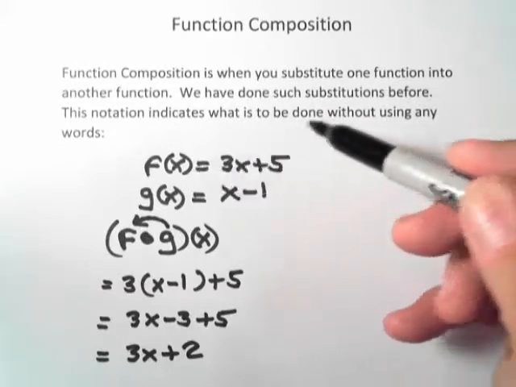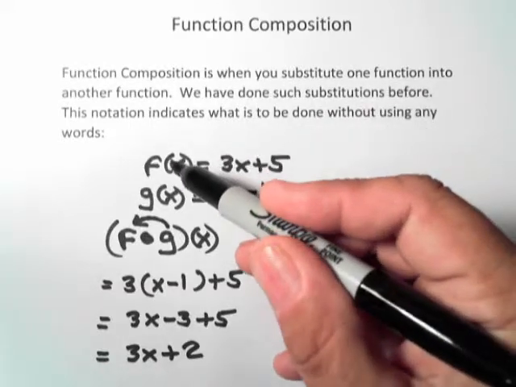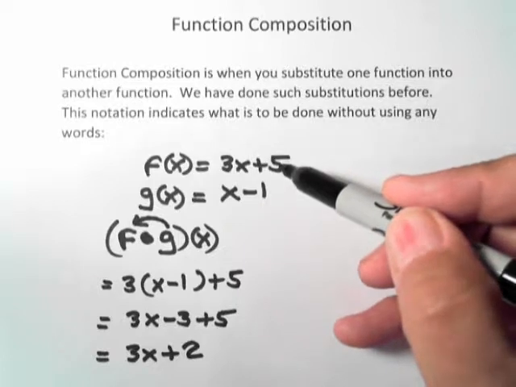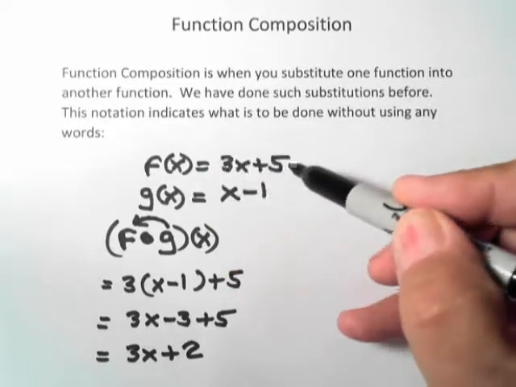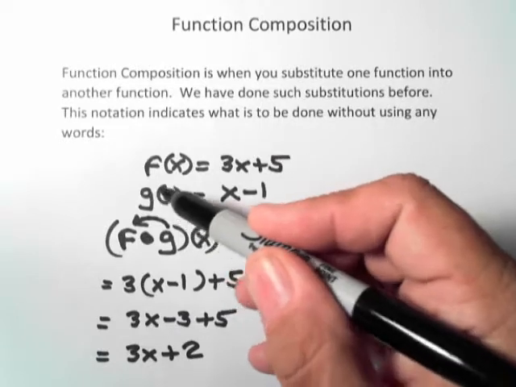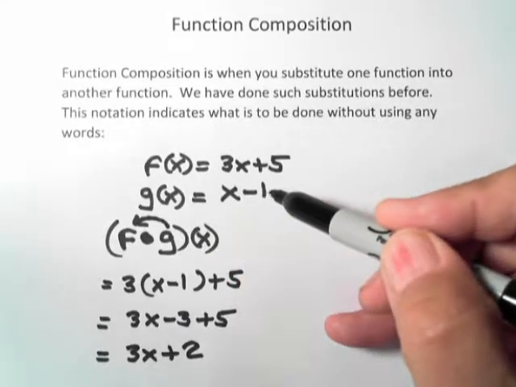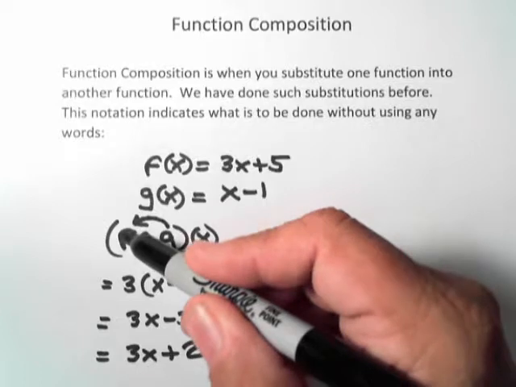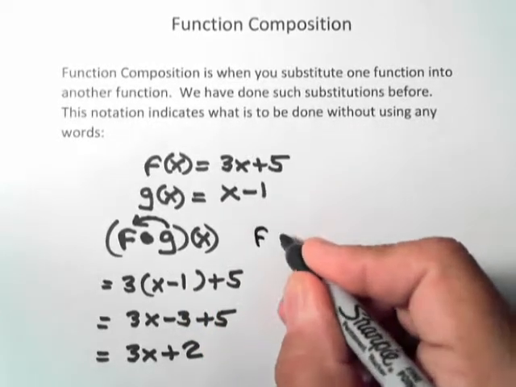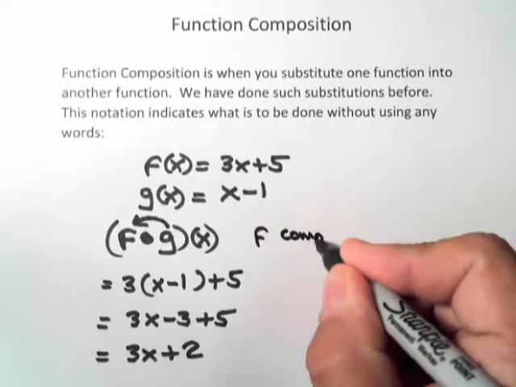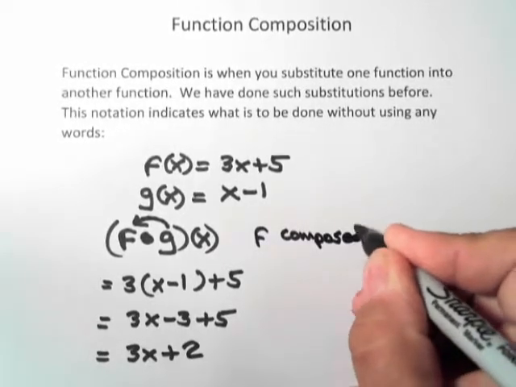A quick example here. Let's say f of x equals 3x plus 5, and again you know this is a function definition because this is an equation. G of x equals x minus 1. Now we want to find f composed of g. Let's put this down here. F composed of g.